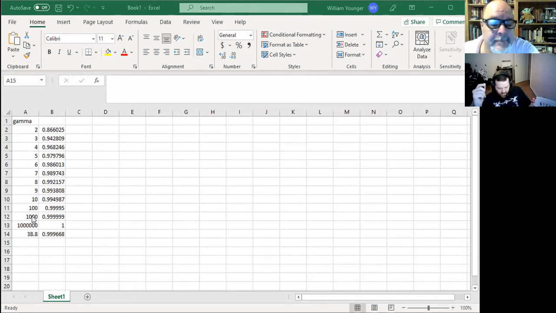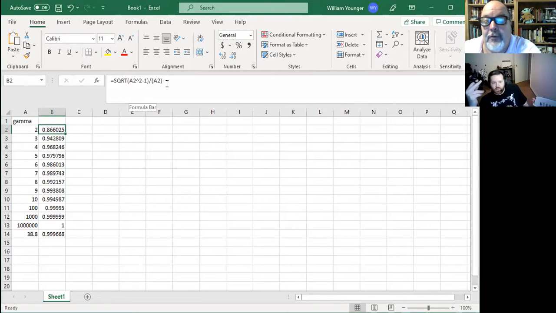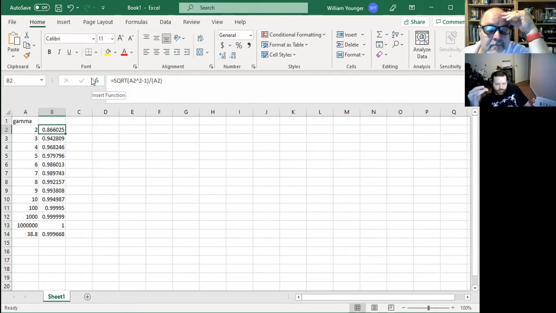Oh, so you were basically just plugging in gamma numbers and then getting the percent speed of light. Yeah, getting the betas. And you can see the formula is just the square root of gamma squared minus 1, over gamma. Okay, I guess that wouldn't be too hard to write out, as long as you remember that equation.